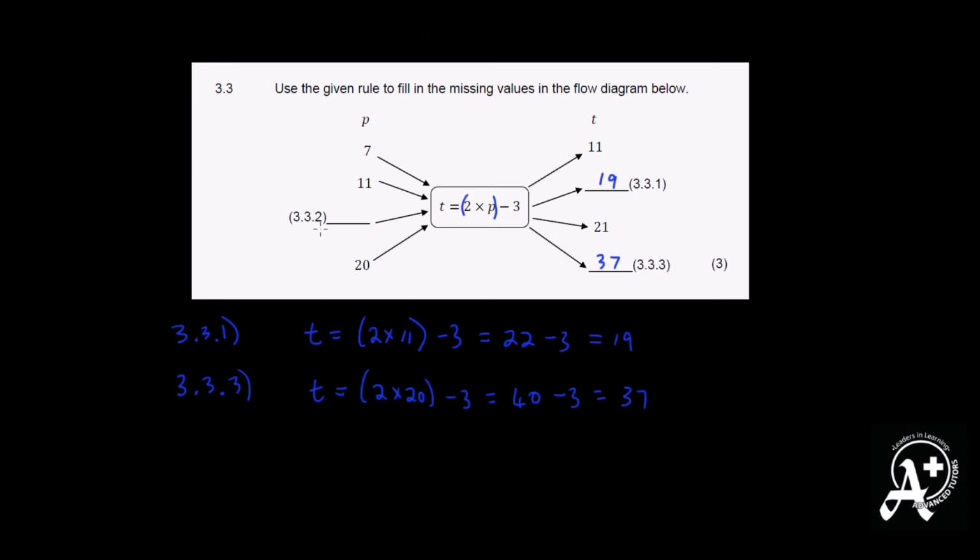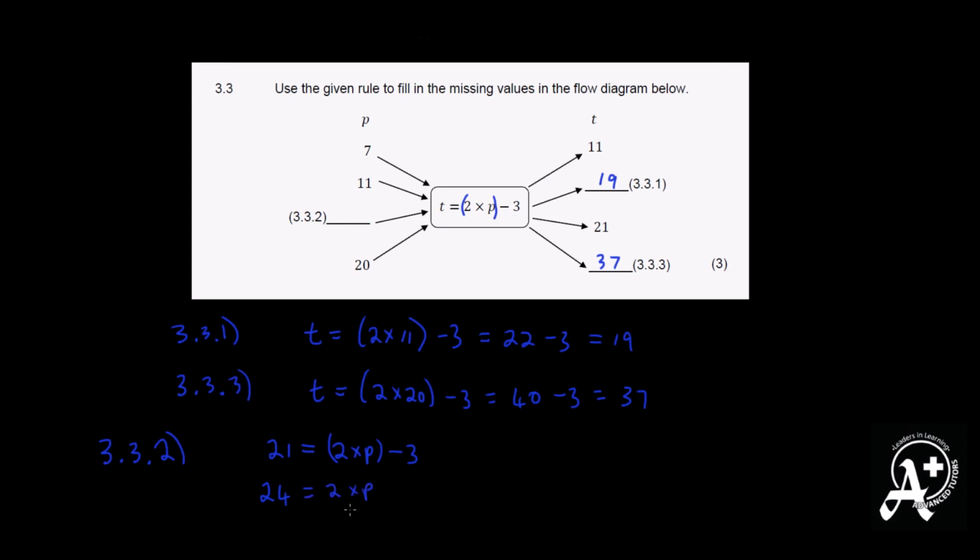Now in 3.3.2, they give us the value for T, but they don't give us the value for P. So we're going to be working in reverse. Since they gave us T, we know 21 is equal to 2 times P minus 3. Since we want to calculate P, we want to get it on its own, this side of the equal sign. So we work in reverse, and rather than saying minus 3 on this side, we're going to say plus 3 on that side. We take the 3 over, and 21 plus 3 gives me 24.